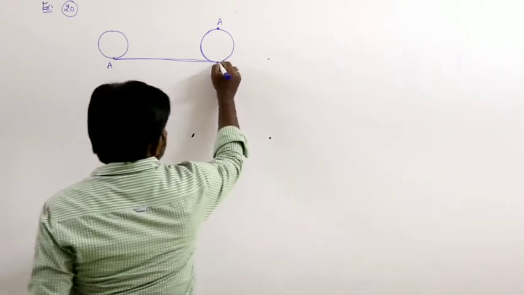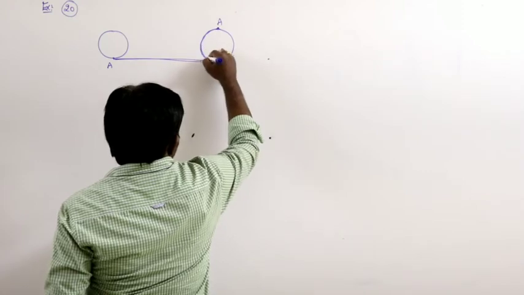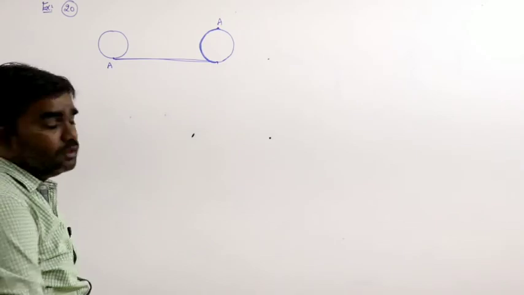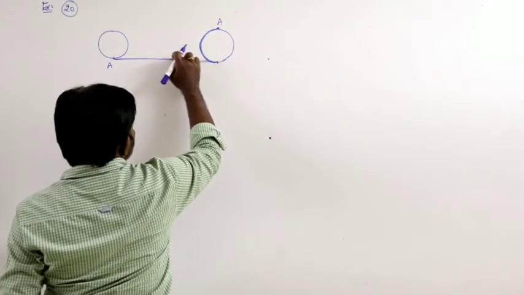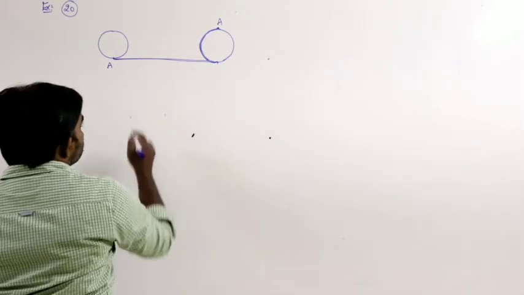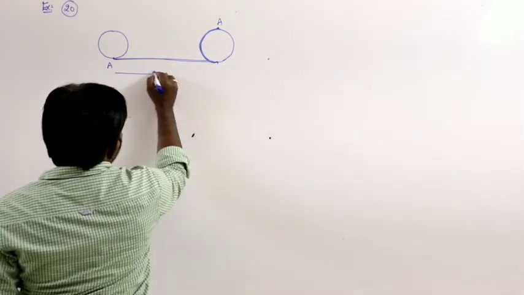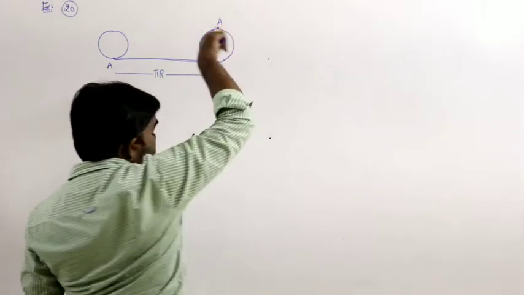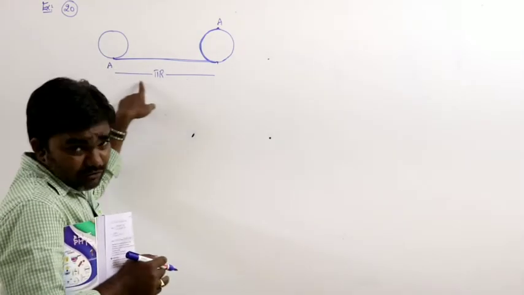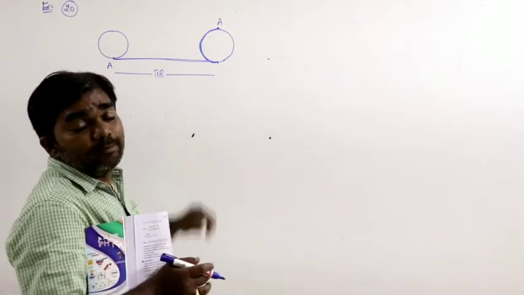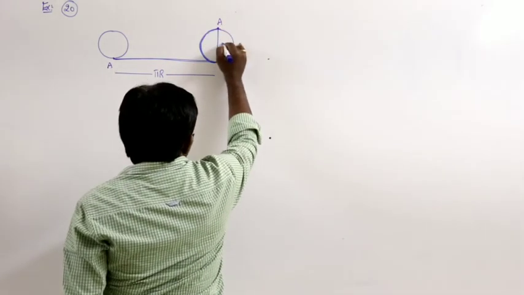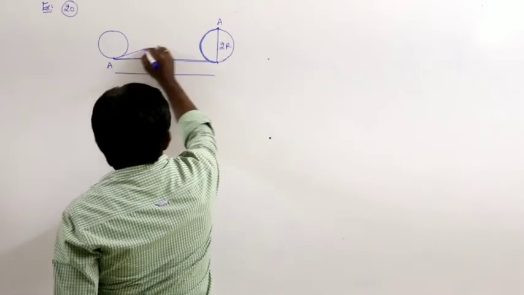Half revolution in the sense, see here, this is the half revolution, right? What is this distance? This value for half revolution is pi r. If it completes total revolution, the distance is 2 pi r, but it completes only half revolution, so the distance is pi r. What is the vertical distance? It is the diameter, 2r. So let us say this is the displacement.